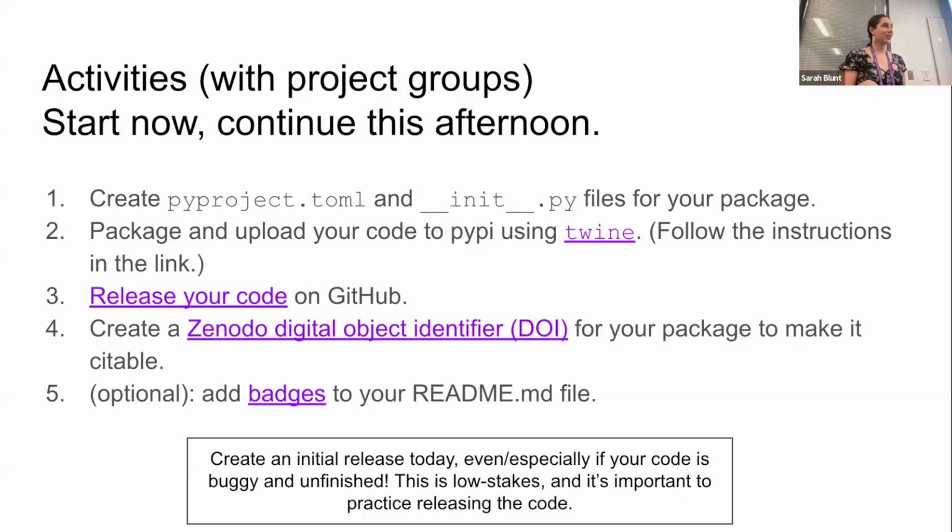I also really encourage you all to create an initial release today, even or especially if your code is buggy and unfinished. This is pretty low stakes, and it's important to practice releasing the code. A pretty common practice is that if you don't intend the code to be used yet, you can release it as version 0.1. Once you're ready and saying, okay, this is a release that I want everybody to start using, you can release it as version 1.0.